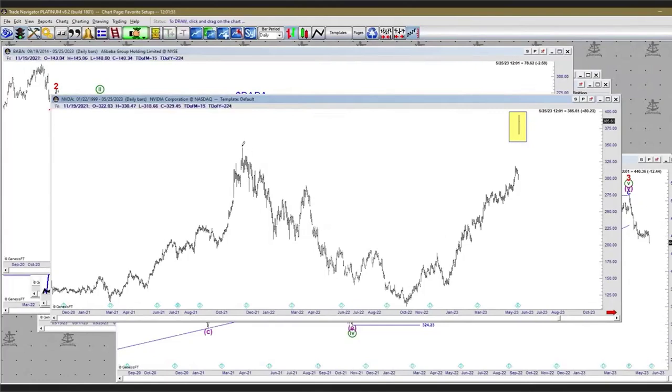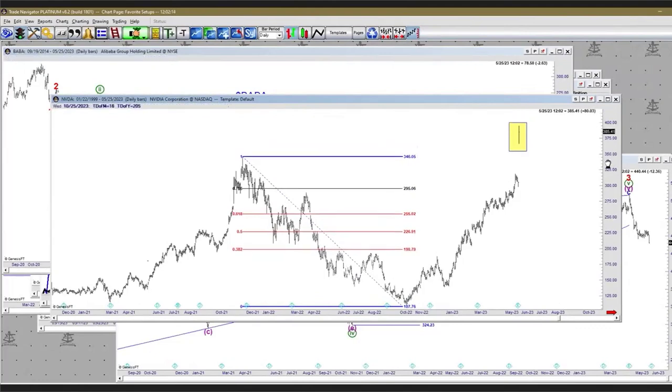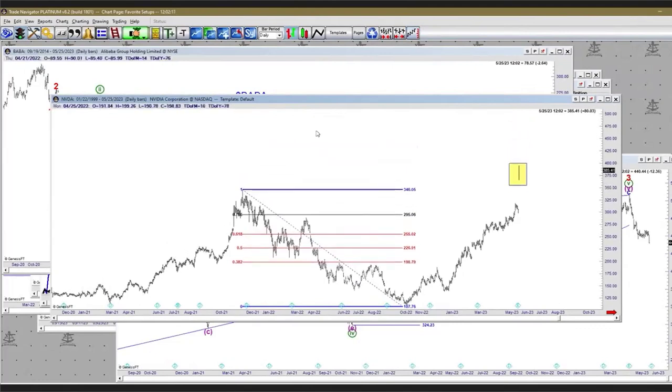I know Jeff had a thing called reverse Fibonacci, where you take the length of wave 4 and you multiply that by 1.382 and add it to this. So that would be about right here, just eyeballing it. It could go that high. That would be one possible target.